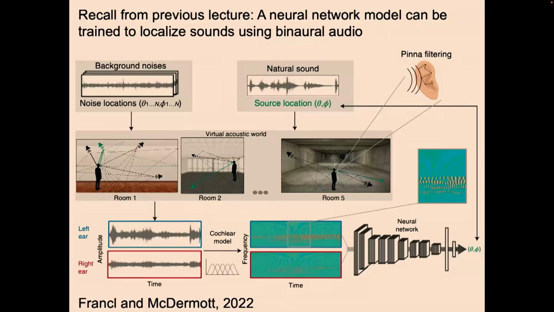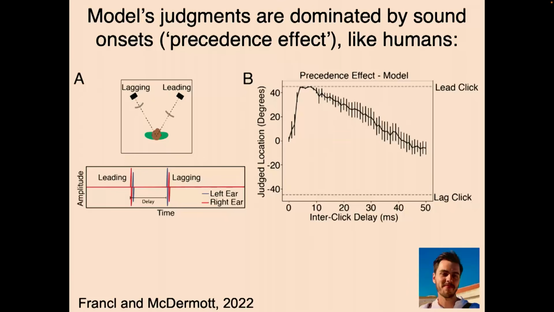Yeah. Okay, so the question is, can we actually give this sort of story that we want to tell about the function of this any teeth? And again, computational models can help us with this. And so you recall from when we were talking about sound localization, we discussed how if you take artificial neural networks and train them to localize sounds from binaural audio, they end up exhibiting some of the behavioral phenomena that we observe in human listeners. And it turns out that they also exhibit the precedence effect. Okay?